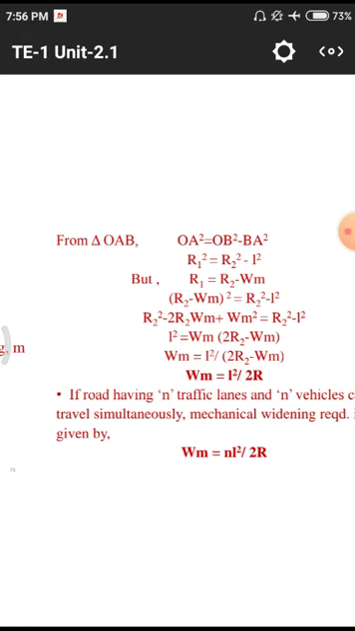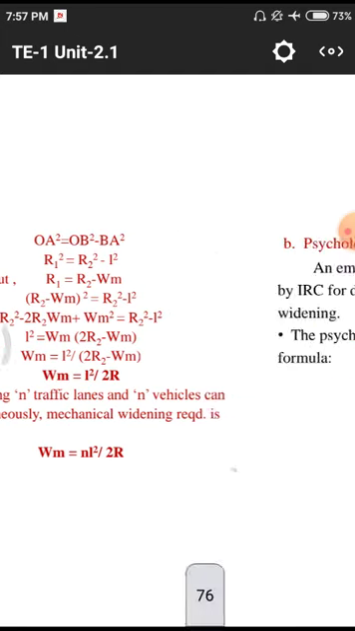It is L square by 2R for only single lane roads, but in the case of multiple lanes we multiply with n as the lane number. That means one way 1, two way 2, three way 3, four way 4, like that. Whatever the number of lanes, we multiply with the n term.